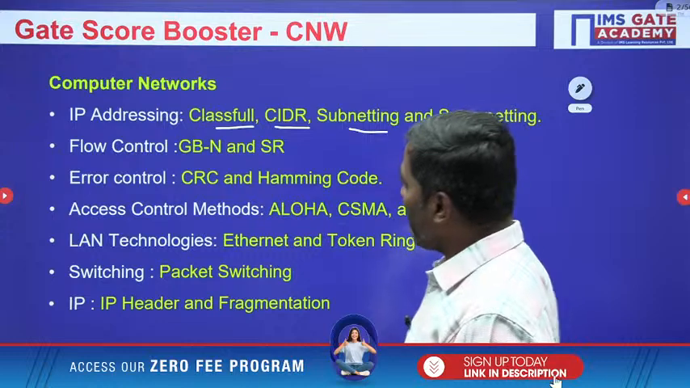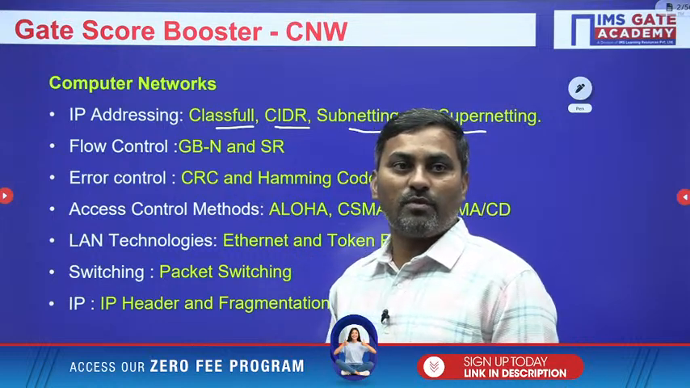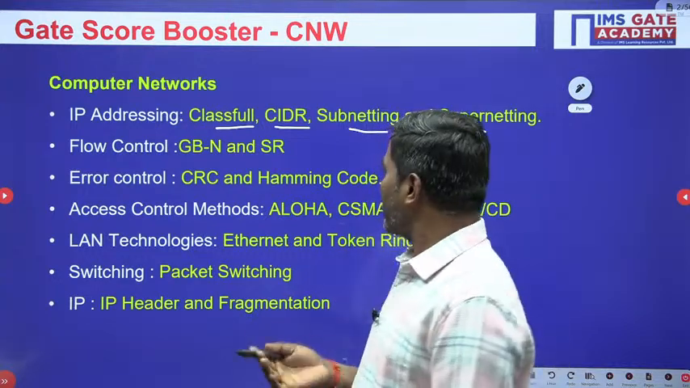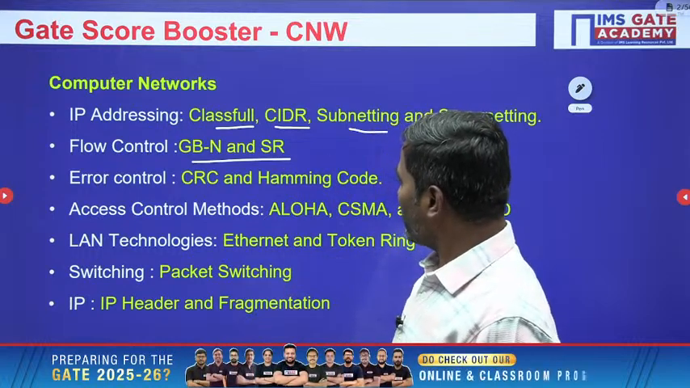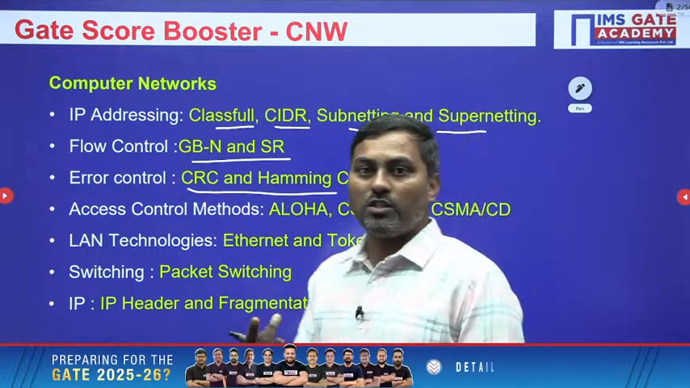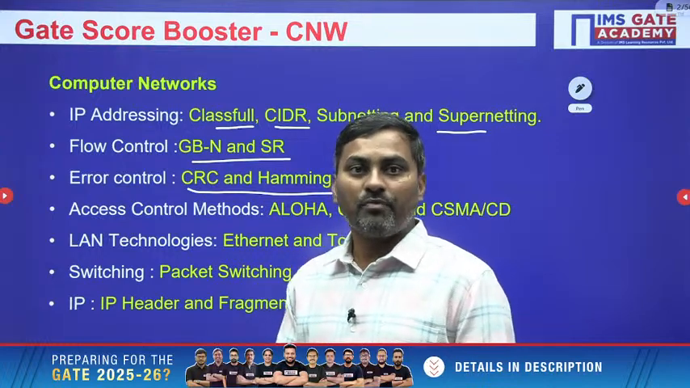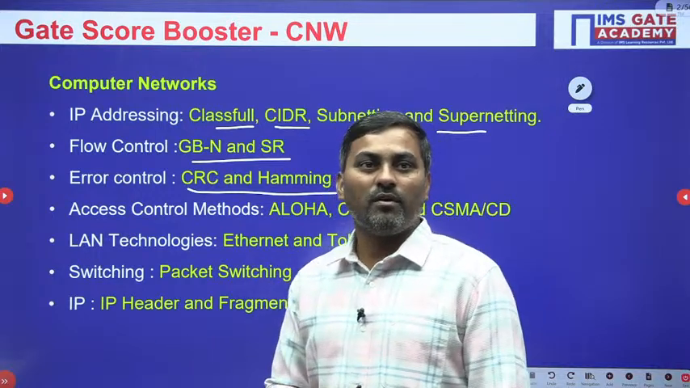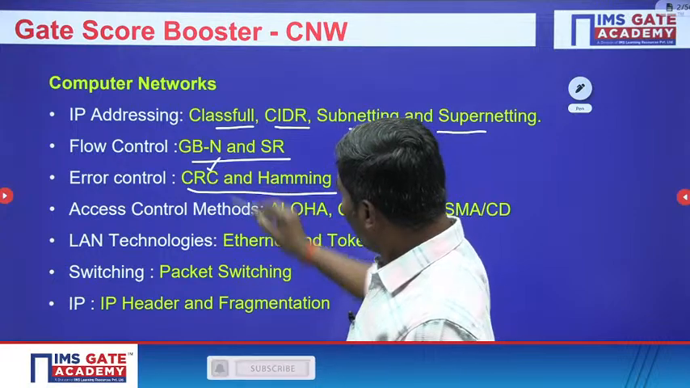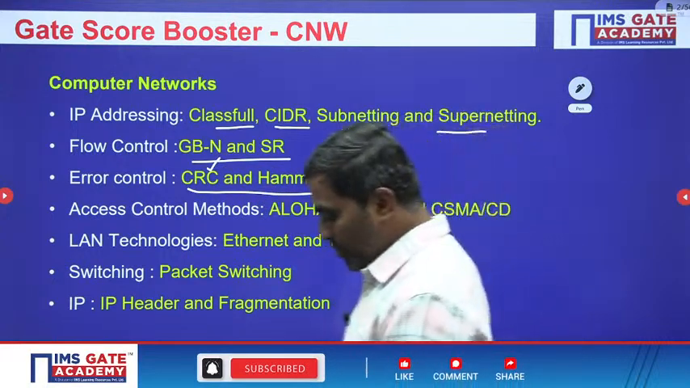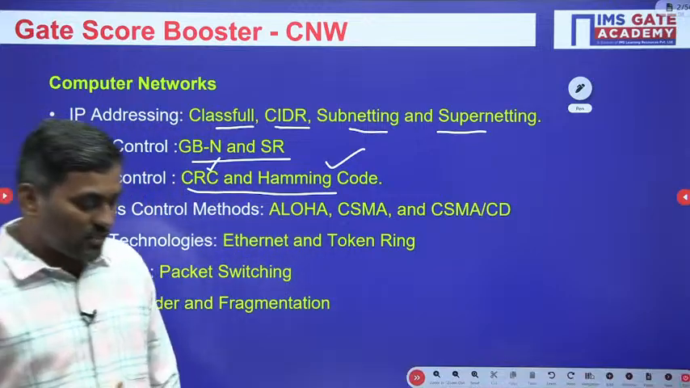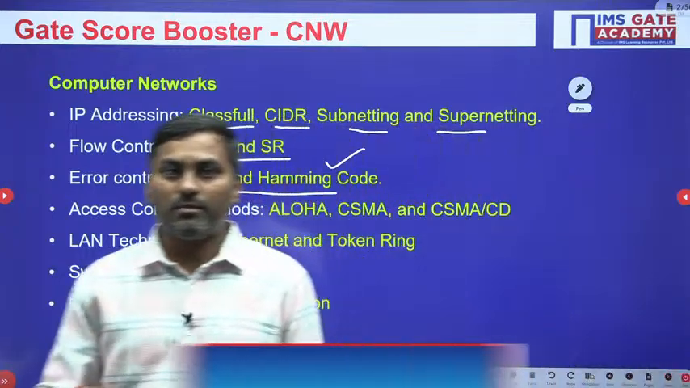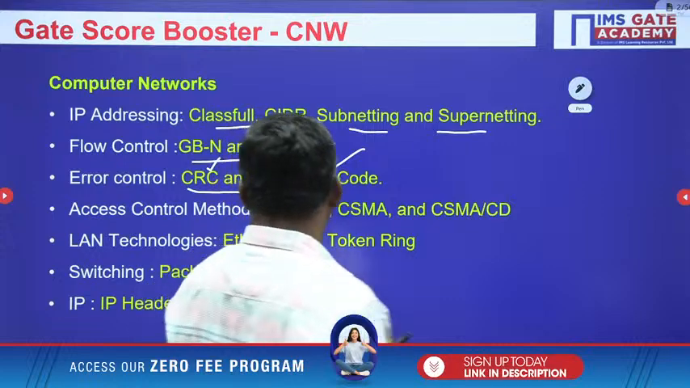Coming to flow control, you might have studied various flow control mechanisms, especially the stop and wait protocol and the Go-Back-N and Selective Repeat protocols, GBN and SR, majorly. From error control, there are two things: error detection and error correction. From error detection, you should understand CRC and checksum, but majorly focus on CRC and Hamming codes. Especially you should know how to find the Hamming distance, for bit detection as well as bit correction.